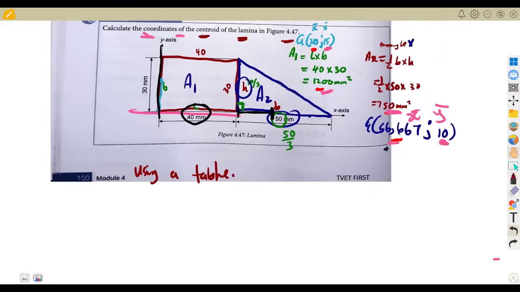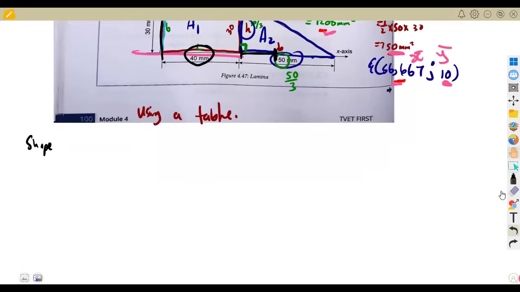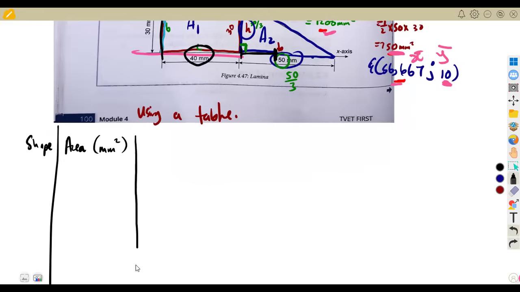All right, so using a table, this is what you are going to need on your table, the properties that are supposed to be on your table. One, you are supposed to figure out the shape, that is, the shapes that are there. You are supposed to calculate the area of that shape, in square millimeters, depending on the unit that you're given. Specifically, we are given our units in millimeters. You have to state the shape and the area of that shape. Then you are supposed to give the x value. And we say the x value is the distance from where? The distance from the y-axis.